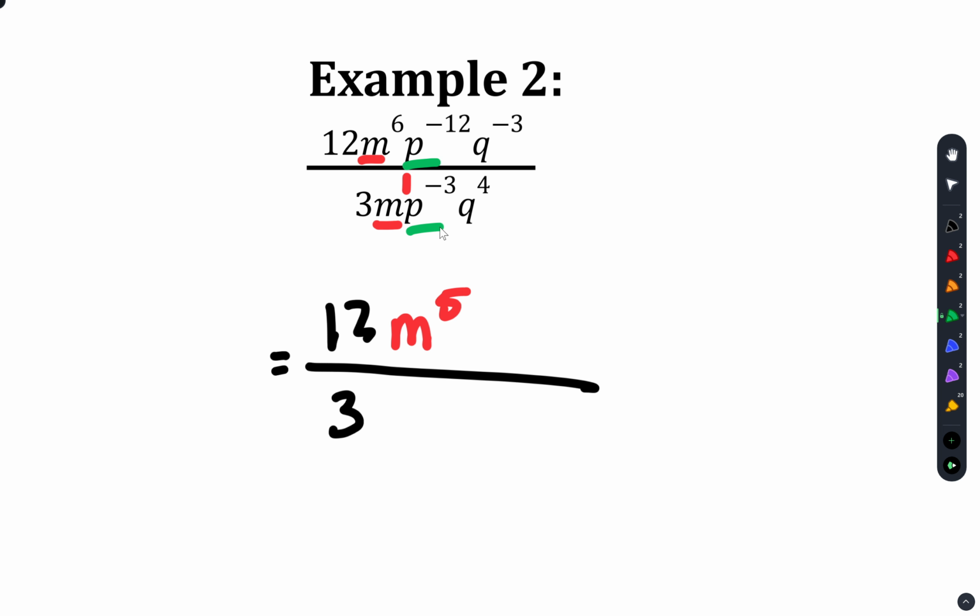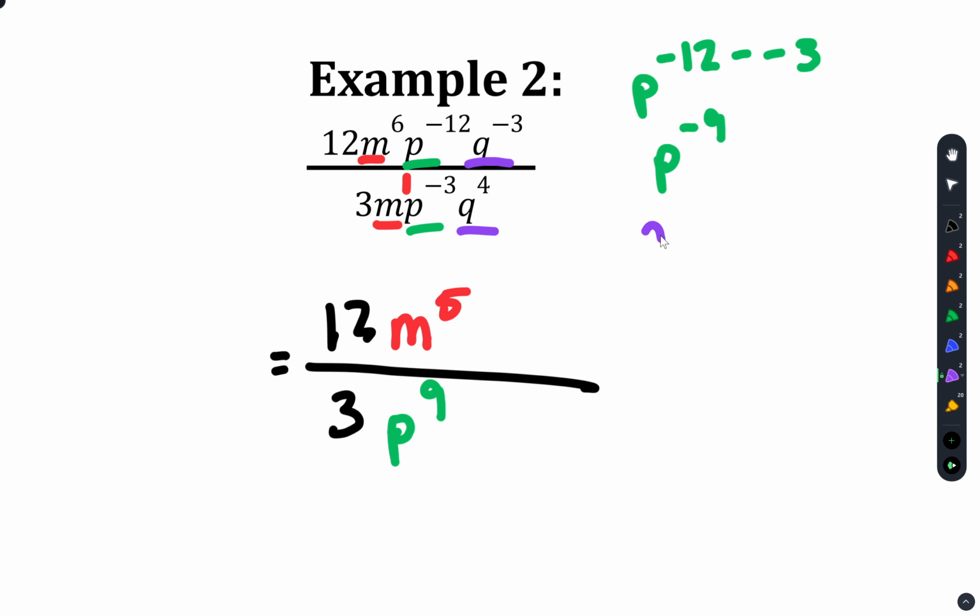I have p to the -12th, p to the -3rd. -3 is bigger than -12, so I know that my p's are going to end up in the bottom of my fraction. Let's just do this really quickly. If I have -12 minus -3, that's going to get me p to the -9th, right? I'm going to make my exponent positive, and then the bigger exponent is in the bottom, so p to the 9th should show up in the bottom.